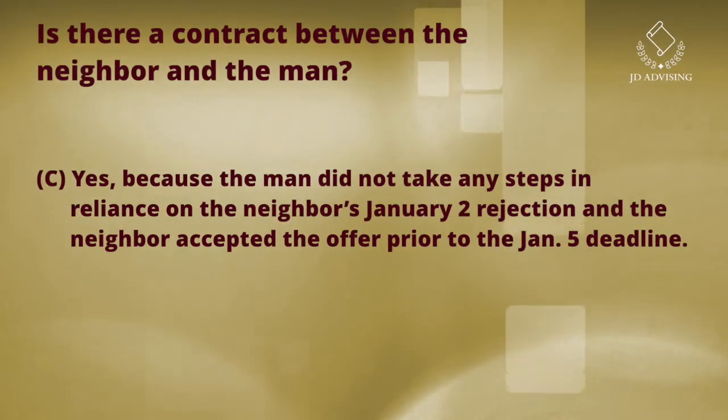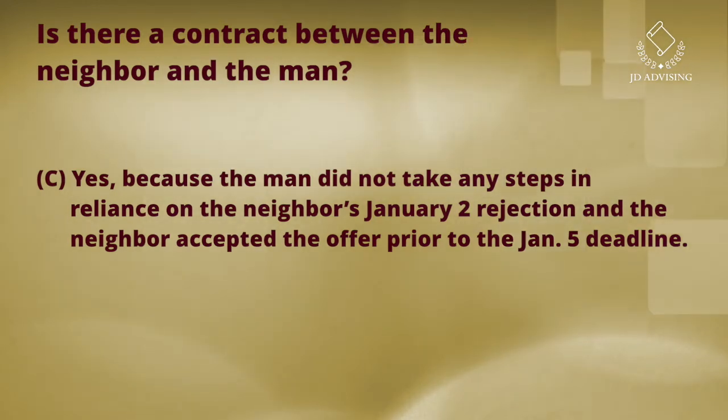And don't feel bad if you got it wrong. A lot of people answer this question incorrectly because it tests nuances, which a lot of contracts questions do. So here, there was a valid option contract. Why? Because the man agreed to leave open his offer to sell his lawnmower until January 5th. The neighbor paid the man $10, so there's a promise and consideration to hold open this offer. So there's a valid option contract.